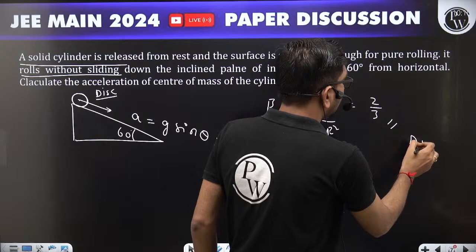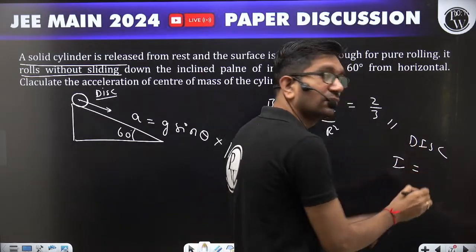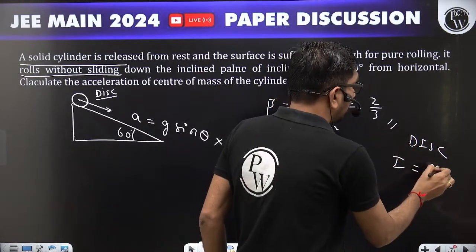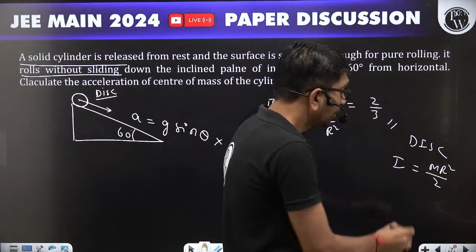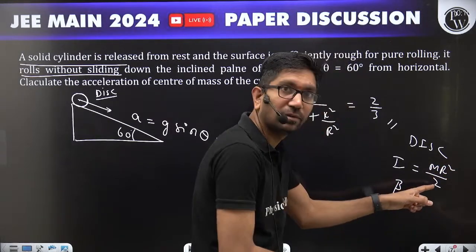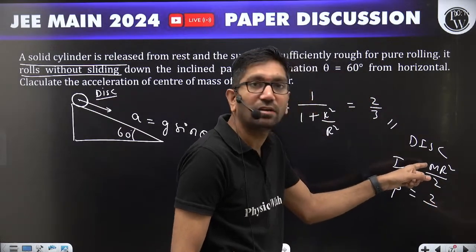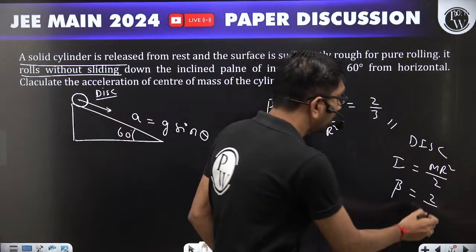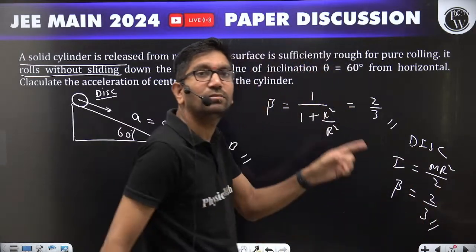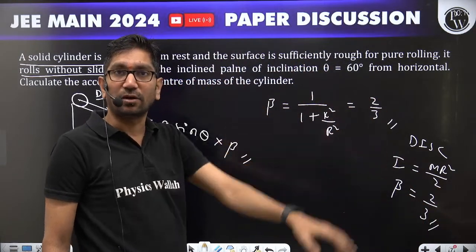This is a disc, na? The moment of inertia for the disc is what? m r square by 2, right? So the beta value, what you get is, here you have a 2, na? Write down the 2 first, okay? Next, what do you have here? 1, okay? 2 plus 1 is what? 3. So finally the beta value becomes 2 by 3, beta, okay?